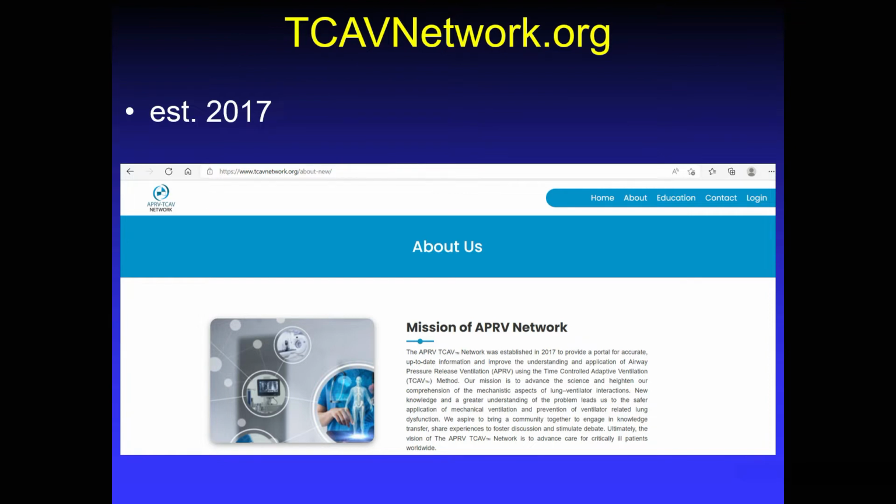It's all free. They've not developed it as much as I had hoped for them to. It seems like they've kind of plateaued on that, but nonetheless, this is a great resource on how to get started on TCAV and how to adjust TCAV. It's really, I think, the best information you're going to find on this, what I think is a revolutionary vent mode. So I strongly urge you to get on tcavnetwork.org. All you got to do is sign up for an account. There's no cost involved. It's non-proprietary, and you have access to all of their information and the experience which they share on there.